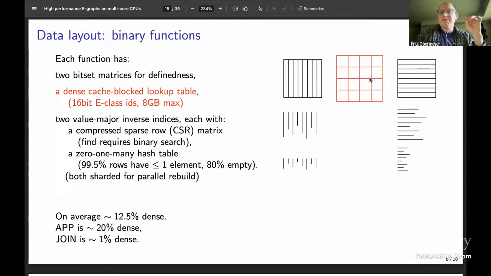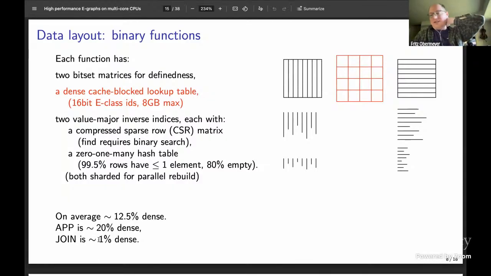And then the dense tables. This is probably the biggest engineering decision: the lookup tables are dense, cache-line-blocked lookup tables with 16-bit E-class IDs. It seems crazy to use a dense table for a huge E-graph, but it turns out that these things are quite dense in practice. On average, the tables are about 12.5% dense. The application table, that's the densest of them, I think it's about 20%. It might be a little more than that, 20% dense.